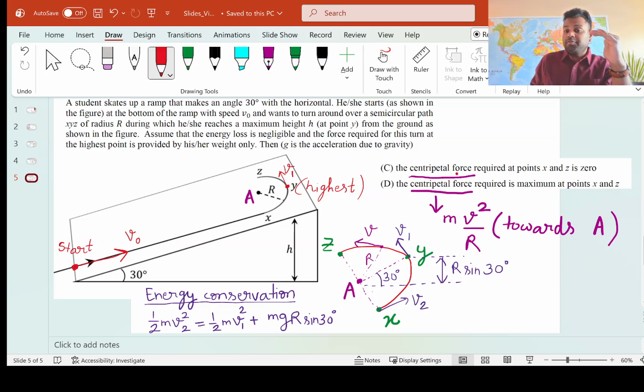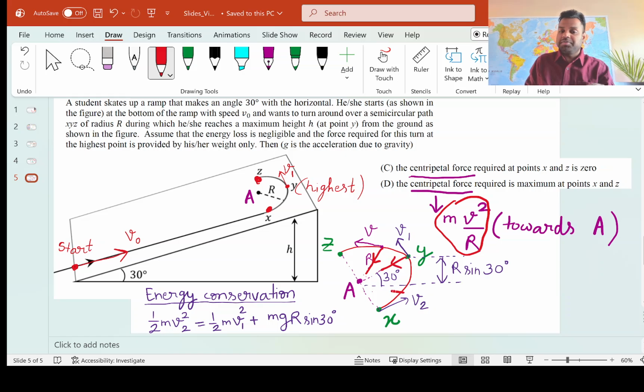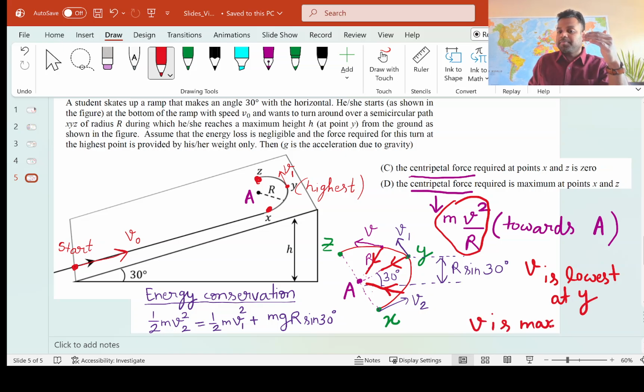Now, let us look at options C and D. They are about centripetal force at points X and Z, right? So let us look at this half circle. When you are moving on a circle, you need centripetal force, centripetal acceleration, and the force is mv square by r, right? And that is always acting towards the center. Now, m is constant, r is constant, but v is lowest at y, you are slowest at y, and v is max at x or z.